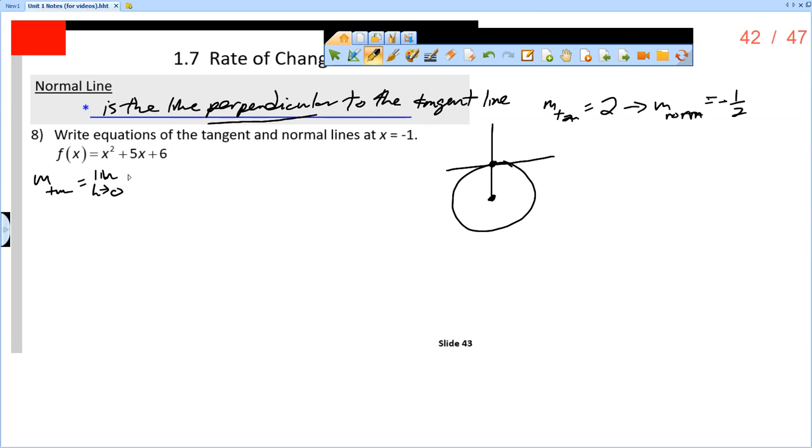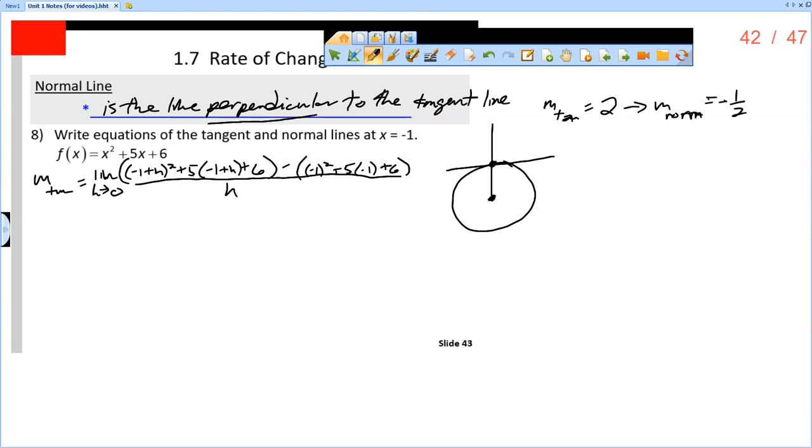f of x plus h. So x in this case is -1. So I'm going to do (-1 plus h) squared plus 5 times (-1 plus h) plus 6, right? That's f of x plus h minus f of x. So that would be (-1) squared plus 5 times -1 plus 6, and then all of that divided by h, right?